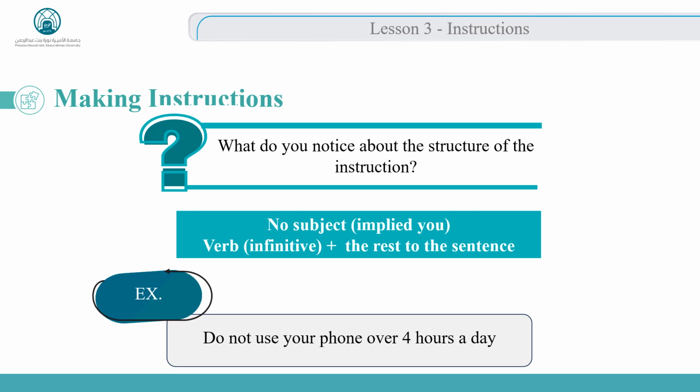Again, what do you notice about the structure of the instruction? It has no subject because the subject would be implied. It is you. And what we will see in front of us would be the verb and the rest of the sentence. But note that the verb would be in the infinitive, in the original form. It doesn't have any addition. It doesn't have an S. It is not in the past tense. It is in the original form. It is an infinitive without to. Example, don't use your phone over 4 hours a day.